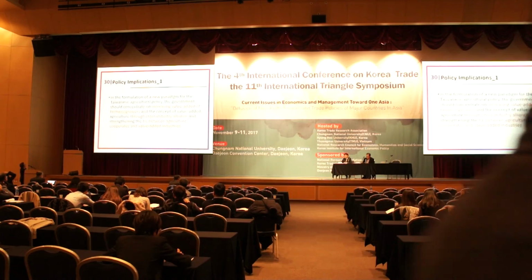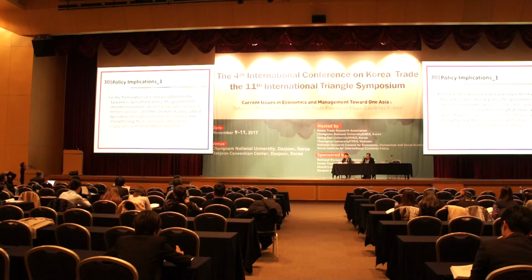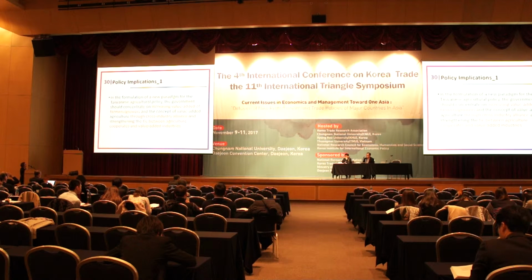And also finally, in the formulation of the new paradigm for our agriculture policy, the government should concentrate on how increasing the value added can help farmers, and also the concept of value-added agriculture through cross-industry alliance, and also how to strengthen the tie between agriculture cooperatives and the value-added industry should be the core of this new paradigm. So with this, I finish my presentation. Thank you for your attention.